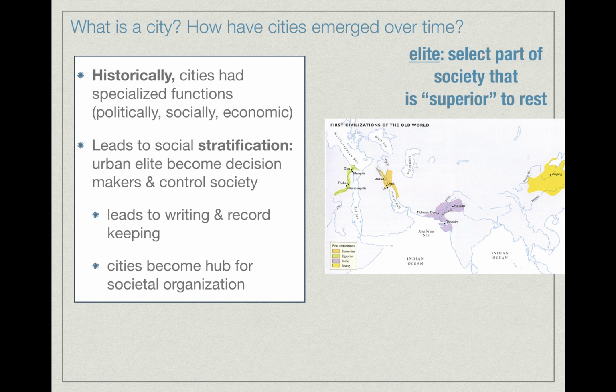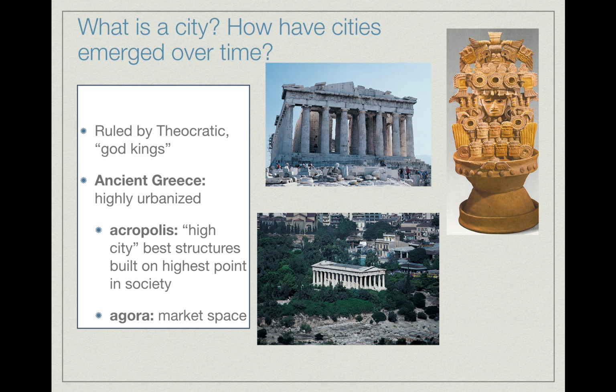I'm being a little repetitive here, but cities had specialized functions. Perhaps it was a religious city, a political center, an art center. And what this ultimately leads to is that cities have even more social stratification. You tend to have an urban elite, as you see in the top right corner, the select part of society that's superior to other people. Those are the decision makers, the ones that control the society. Ultimately, the needs of that urban elite lead to record writing and record keeping. And ultimately, those cities become the hub, the centerpiece of social organization, and really the glue that holds these civilizations together.